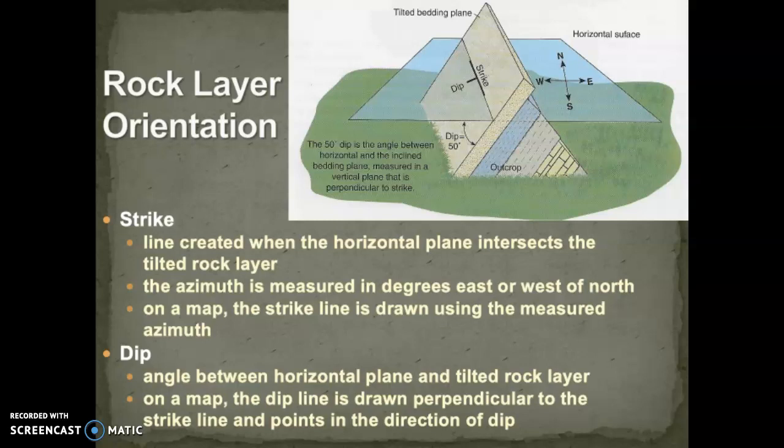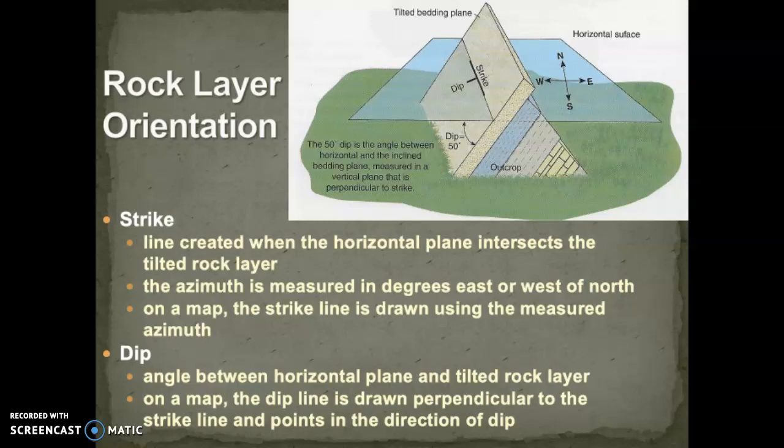Now the dip is the angle at which that rock layer is dipping into the ground. Once we have that horizontal plane defined, we can then measure how steeply, or by how many degrees, that rock layer is dipping into the ground. And we always measure dip perpendicular to strike, so straight down into the ground. When we draw it on a map, we've got that strike line already, and we draw the little dip line perpendicular to the strike line and pointing in the direction that the rock dips.